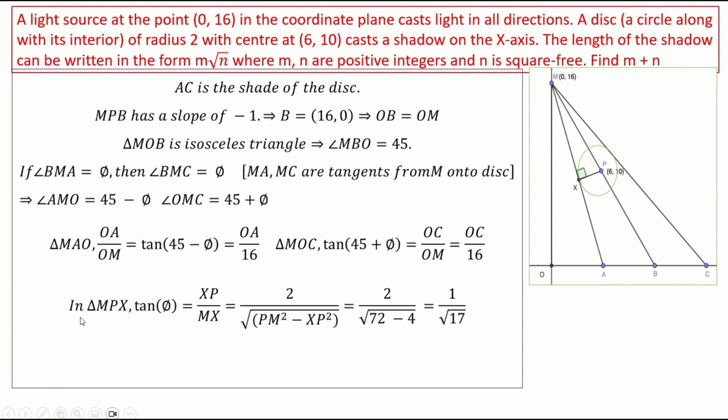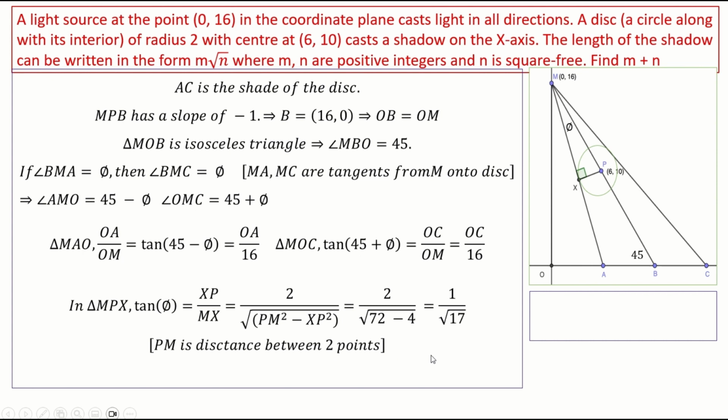In triangle MPX, this angle is 90 degrees because this is the tangent. This is angle phi. So tan phi equals XP by MX. XP is nothing but the radius of the circle, which is given as 2. And MX, the adjacent side, you can easily calculate from the Pythagoras theorem: PM square, that is hypotenuse square, minus XP square, opposite square. So tan phi is 1 by square root of 17.